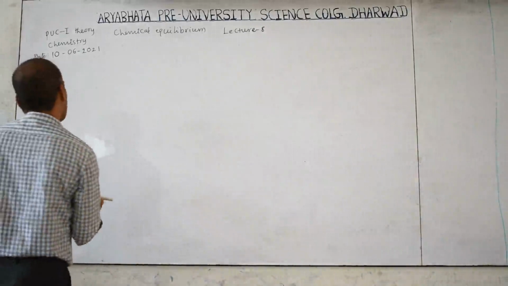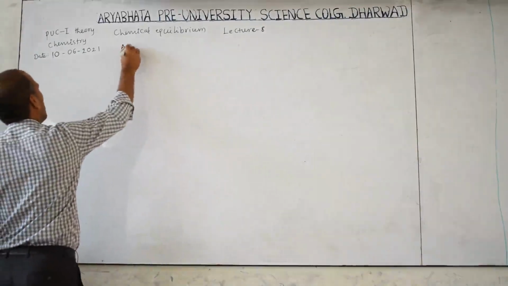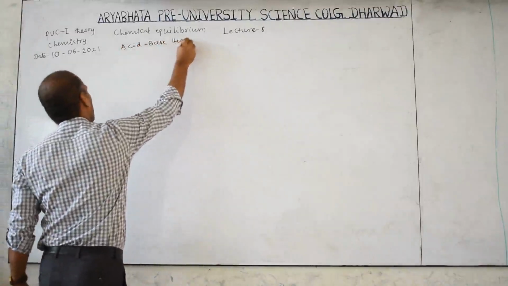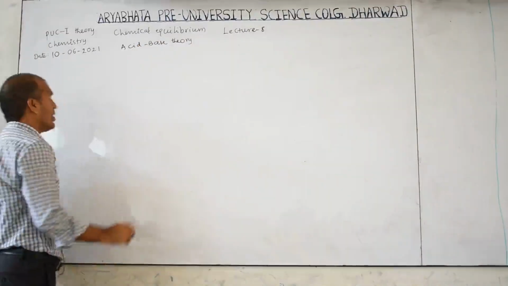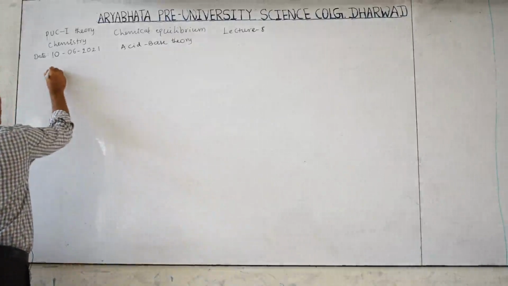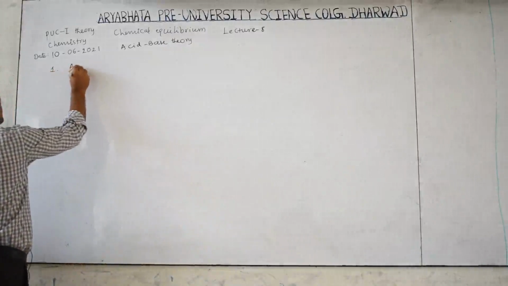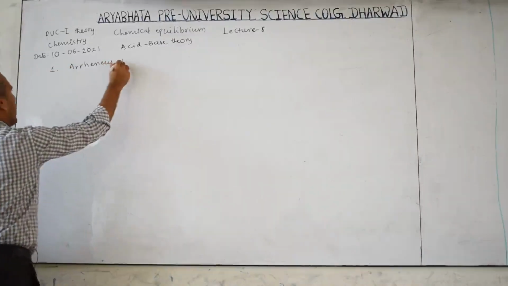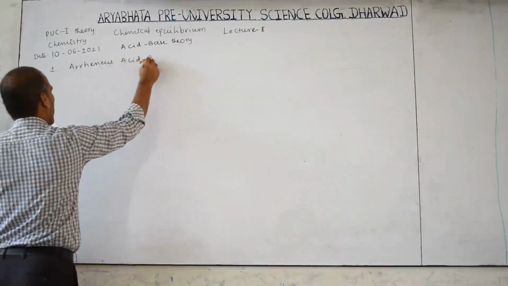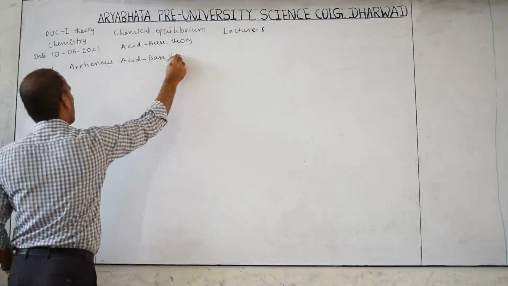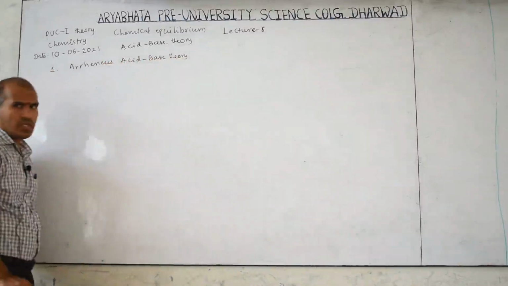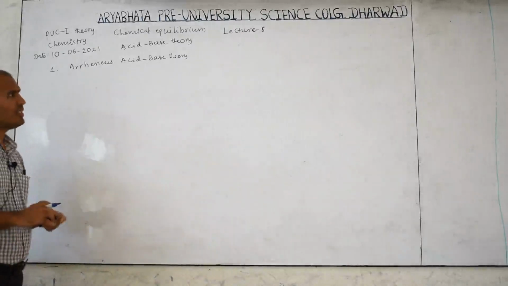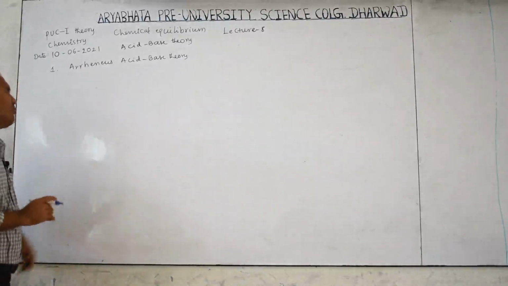Now, acid base theory. In that, the first one is Arrhenius acid base theory. This is the first theory which explains the acid and base meaning.